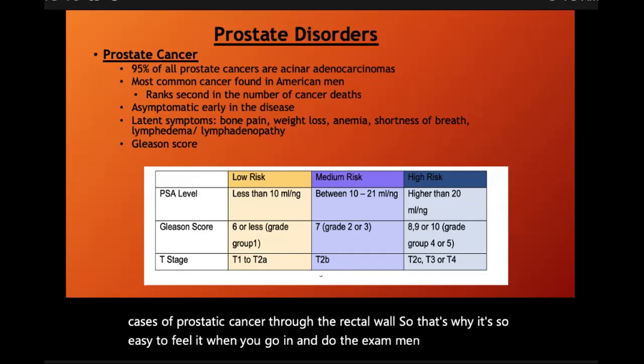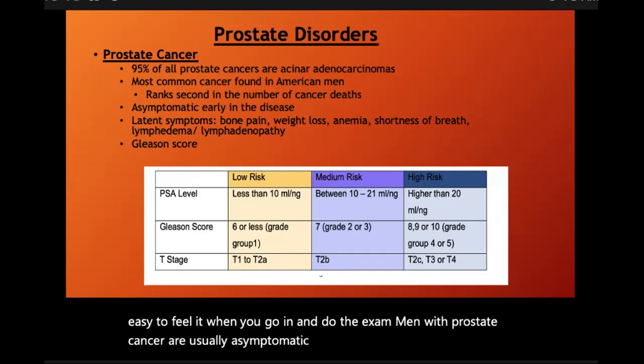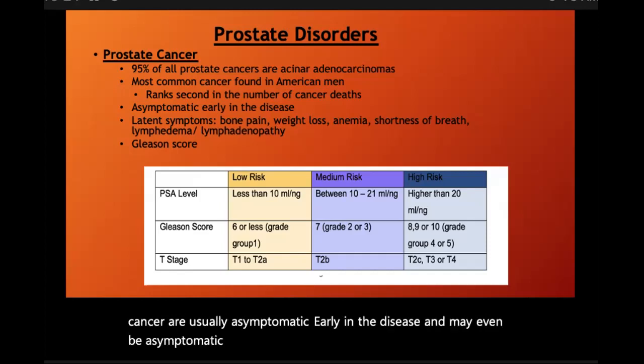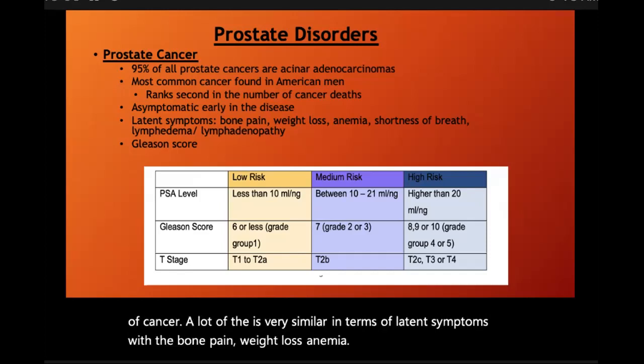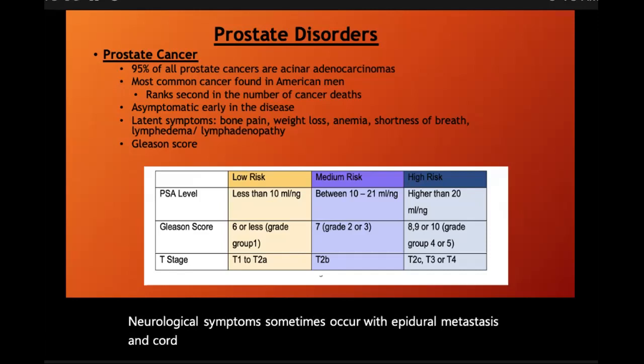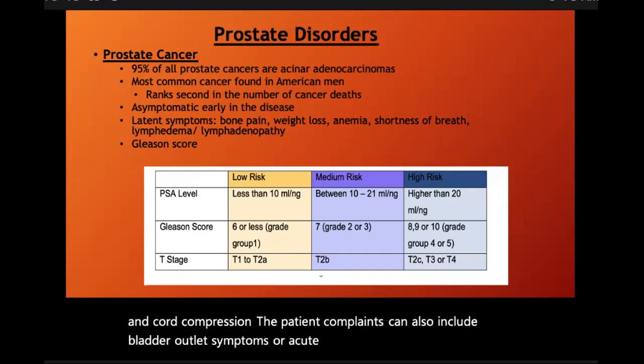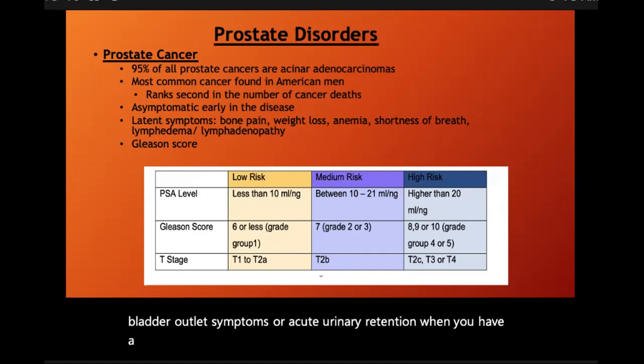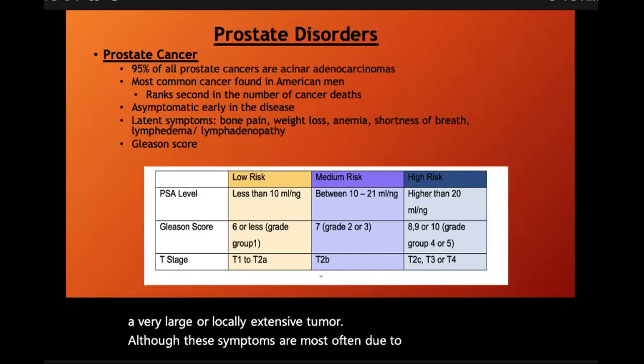Men with prostate cancer are usually asymptomatic early in the disease and may even be asymptomatic in late stages of the disease. As I said before, we're looking at those latent symptoms, just like in any kind of cancer. It's very similar in terms of latent symptoms with the bone pain, weight loss, anemia. Neurological symptoms sometimes occur with epidural metastasis and cord compression. The patient complaints can also include bladder outlet symptoms or acute urinary retention when you have a very large or locally extensive tumor, although these symptoms are most often due to the BPH.